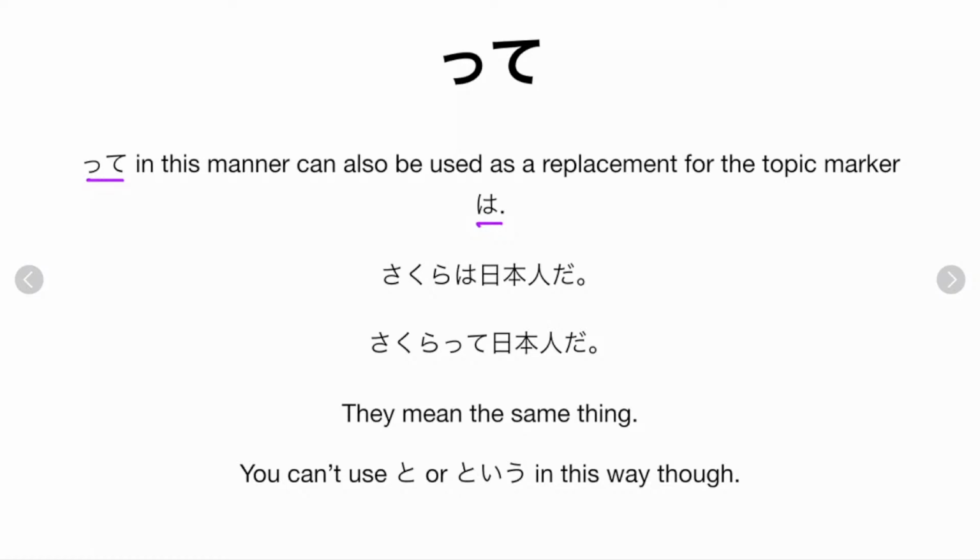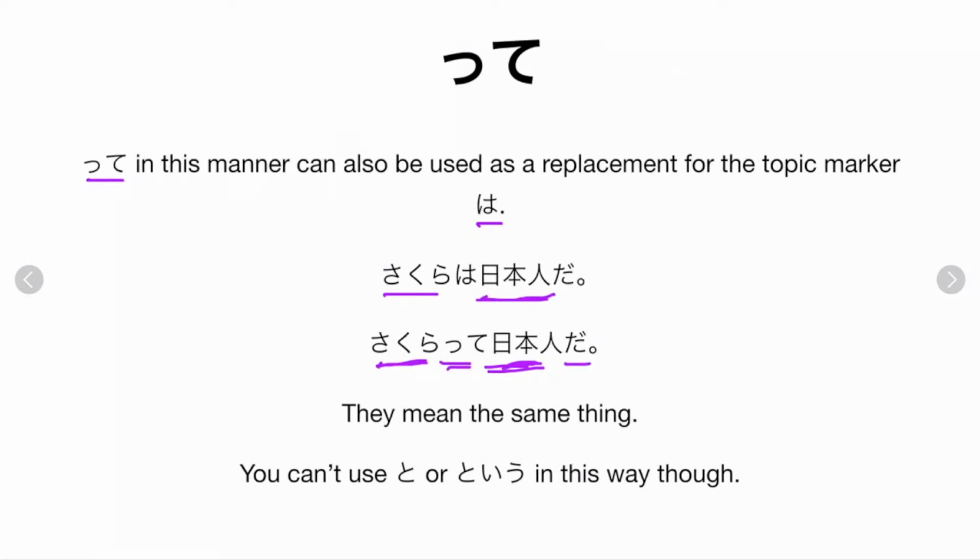Look at this. Sakura wa nihonjin da. Sakura is a Japanese person. Sakura te nihonjin da, right? There is a Japanese person who goes by Sakura. Sakura to iu nihonjin da. A Japanese person called Sakura. All right.